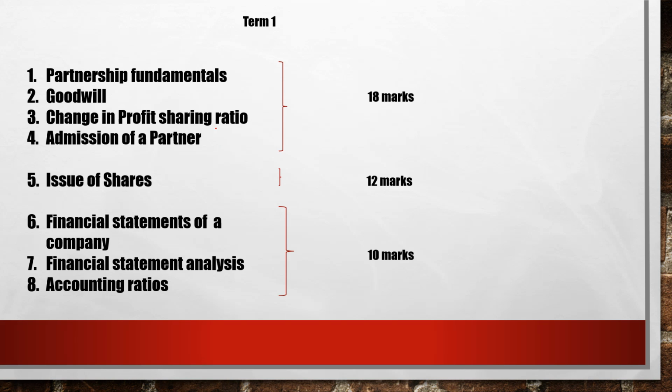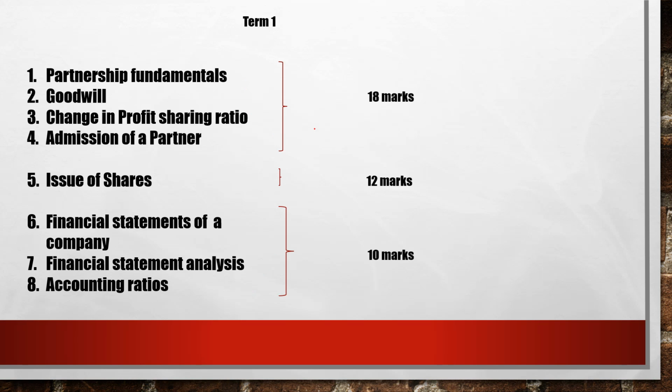Now in term 1, there are going to be these chapters, namely partnership fundamentals, goodwill, change in profit sharing ratio, admission of partner, issue of shares, financial statements of company, financial statement analysis, and accounting ratios. These are the chapters that you will have to learn. Now, how many marks will you get from these chapters?